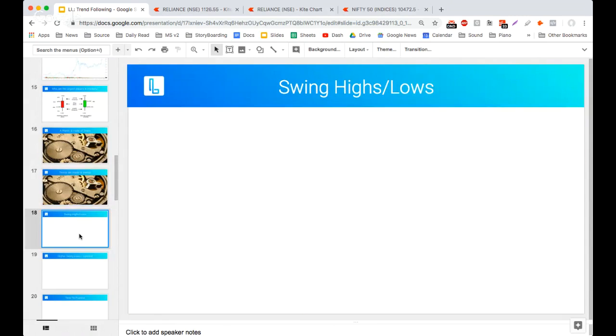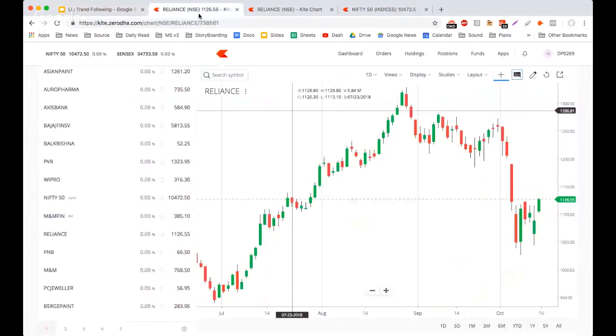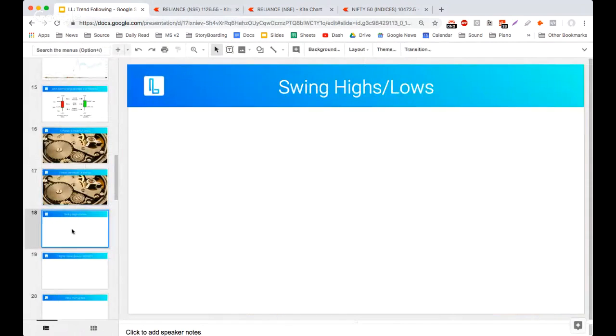So let's move forward. What we're going to understand is, to understand how a trend moves and changes direction, we should understand a swing high. Now I have a quiz for you. Is everyone ready? Okay. Is everyone ready?